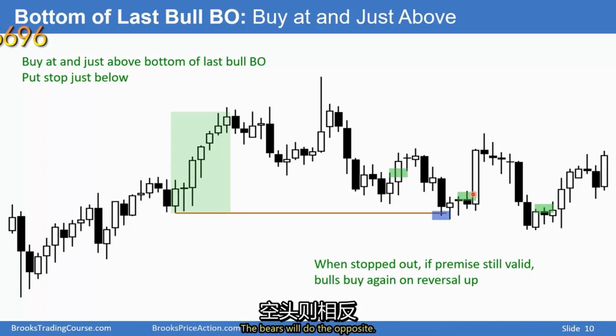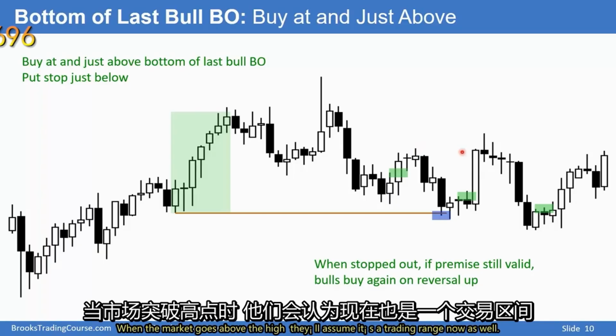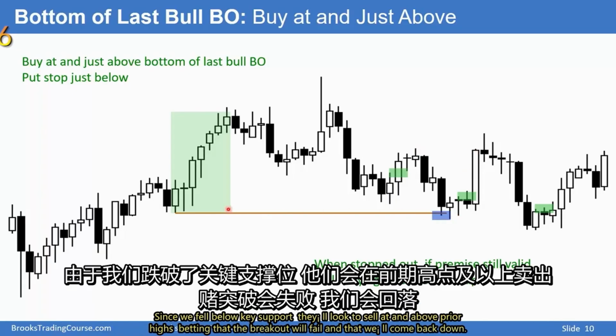The bears will do the opposite. When the market goes above a high, they'll assume it's a trading range now as well. Since we fell below key support, they'll look to sell at and above prior highs, betting that the breakout will fail and that it will come back down.